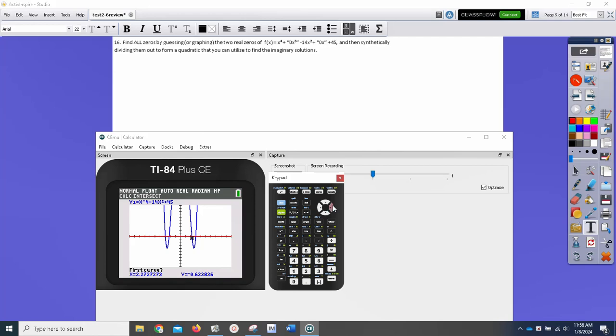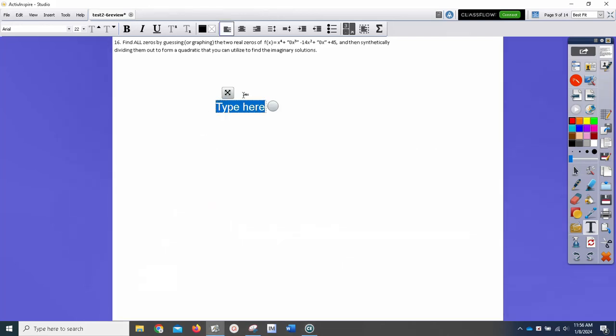And I'm only going to go after the good looking ones. That is not a good looking 0. But this one is. Get close, press enter 3 times. There she is. 3, and this one over here is negative 3. All right, so here's what I've learned. From the graph, x equals 3 and negative 3. And I'm going to synthetically divide those out.